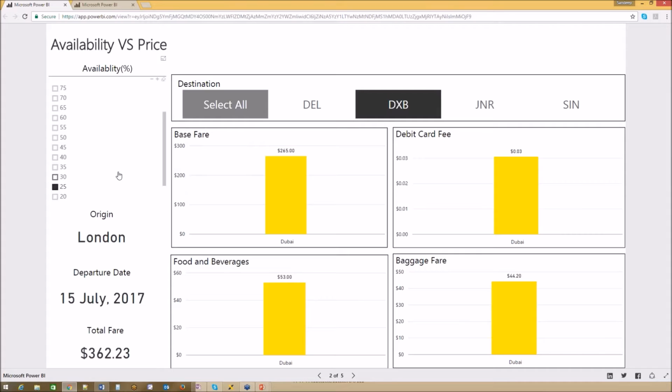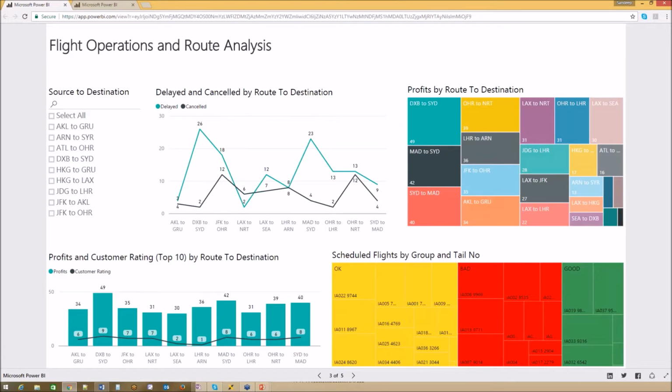So this was all about the pricing and the availability prediction and modeling part of it. So I have moved on to the next dashboard. This talks about the flight operation and the route analysis.